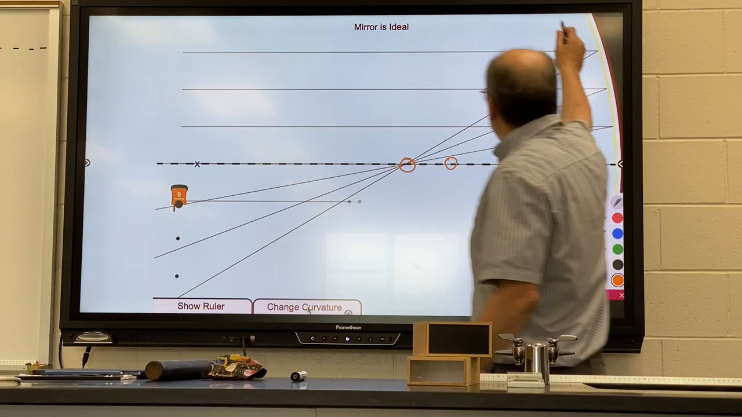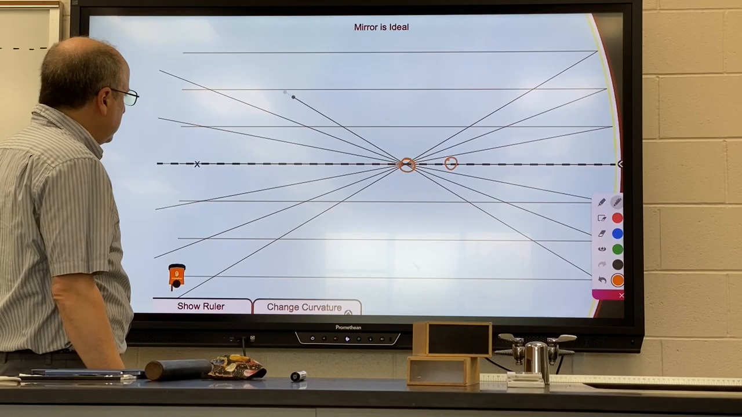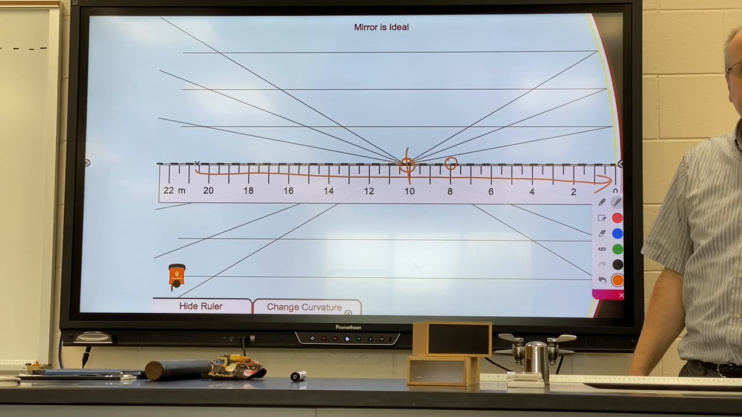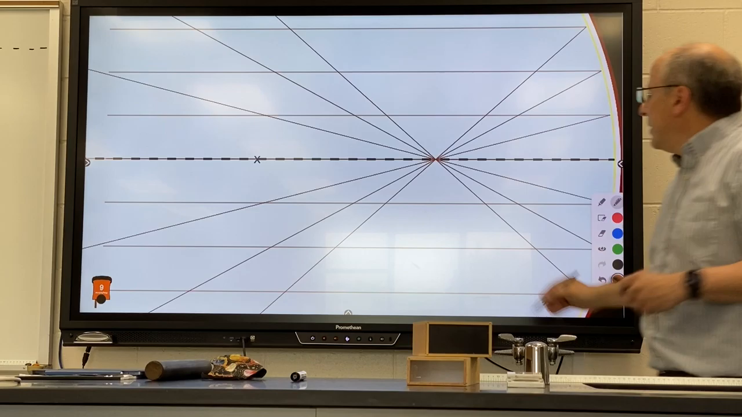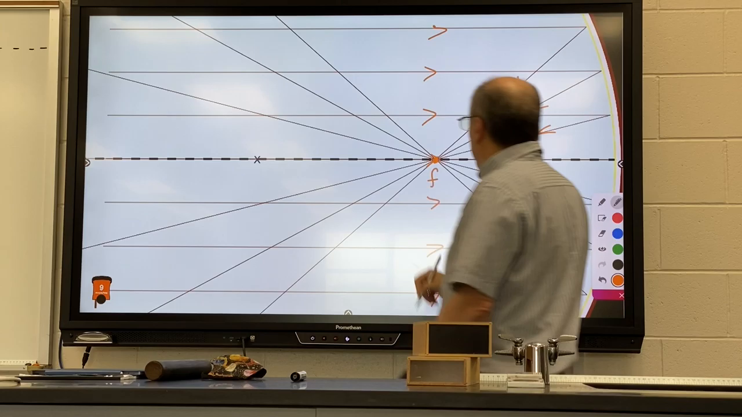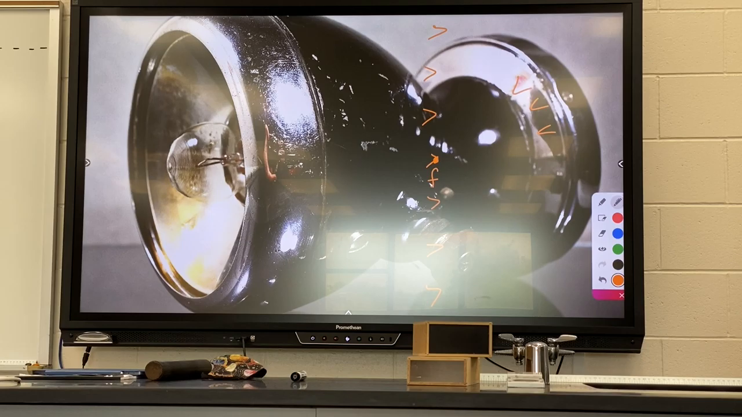If we imagine taking this mirror and making a circle out of it, this X represents the radius of that circle. The focal point will occur halfway to the radius of the circle. All right? So if you draw yourself an example, again, show the rays of light coming in parallel. Show them all bouncing off in such a way that they meet at the focal point. This type of mirror is used in headlights and flashlights.